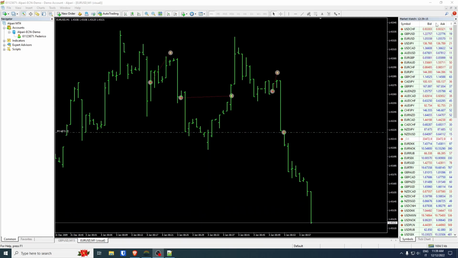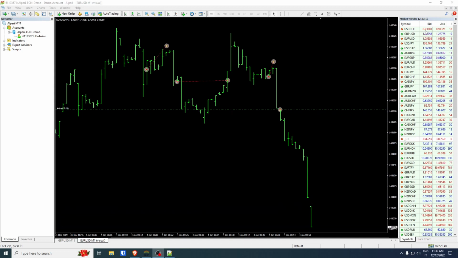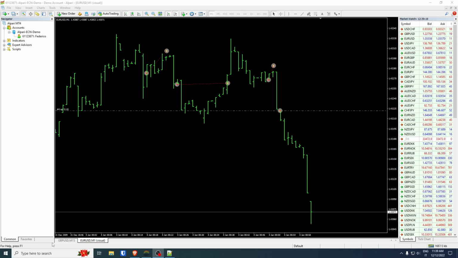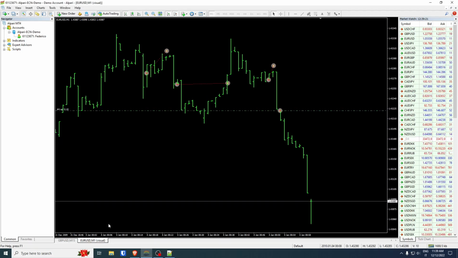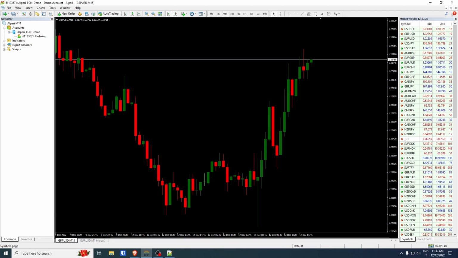Where can you find them? Right here. Here you have the bid price, let's go to GBP/USD. This is the bid price for the GBP/USD, and this is the ask price for the GBP/USD. Now, what's the difference? They are different because there's the spread between them.